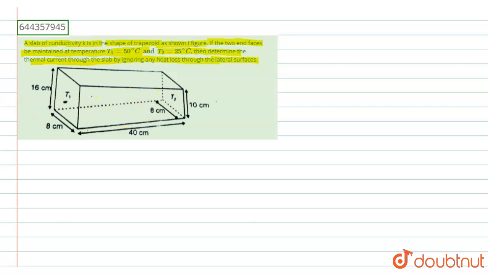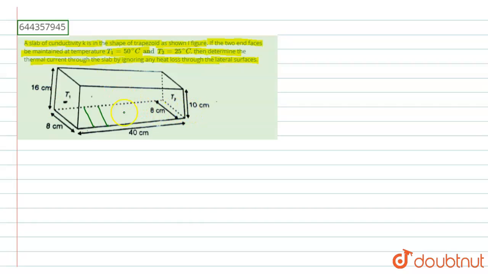Now we can see from here, this thickness is changing from this to this. T1 is given, that is equal to 50 degrees C. T2 is given, that is equal to 25 degrees C. And let us consider this is B. B is 8, so this is not changing. This B is not changing. Let us consider this thickness at the T1 end is 16 centimeter, and this T2 end is 10 centimeter.